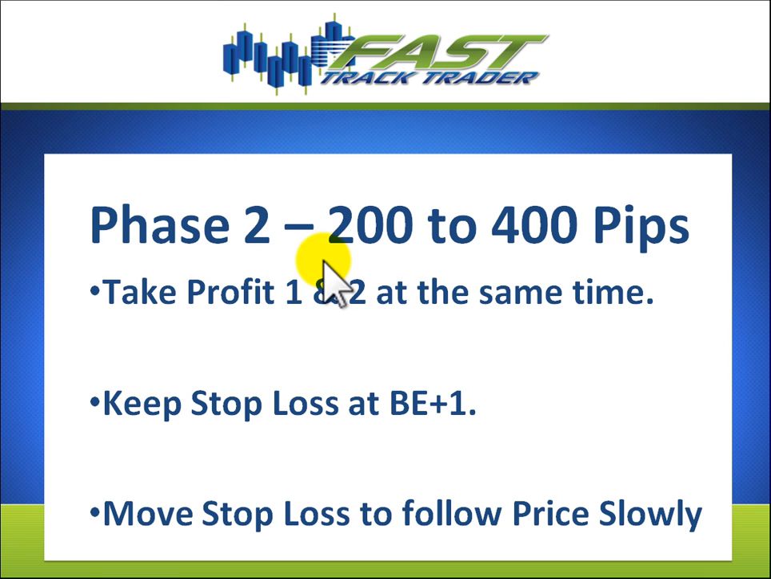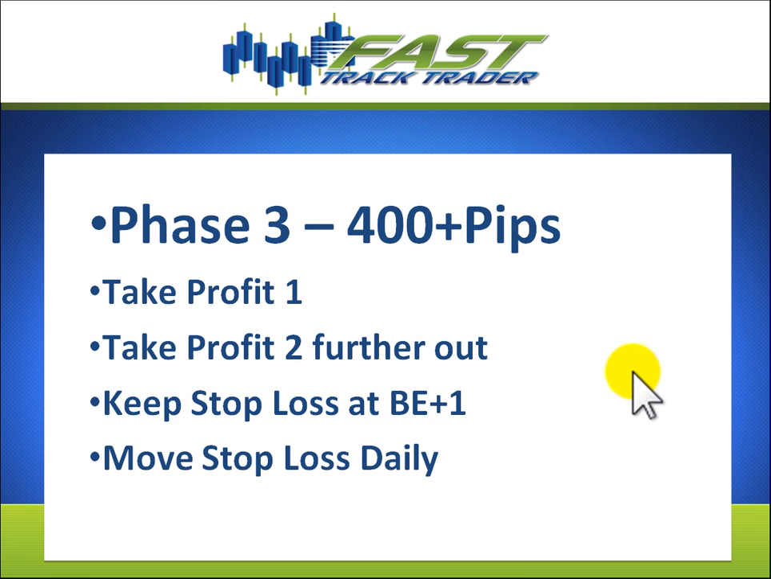And then you're going to find you're going to smoke 400 pips fast. It'll blow your mind. You're going to have confidence. You're going to tear it up. Okay? Then you're going to shift into phase 3. Now, phase 3 is 400 pips plus. Now, what's funny, you might make more pips here than you do in the first 2 phases because of this approach. Now, you take profit 1. You do not take profit 2 right away.